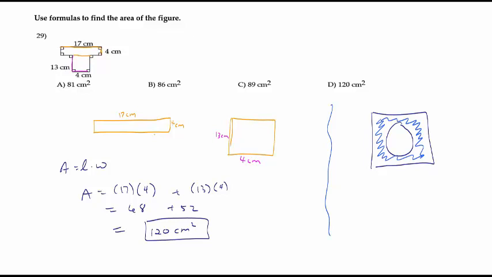Then I would take the area of the square and subtract from it the area of the circle, and that'll give me the area between the two. So if you're combining pieces, putting them together, you'll add, and if you're looking for the area between two figures, then you're going to subtract.